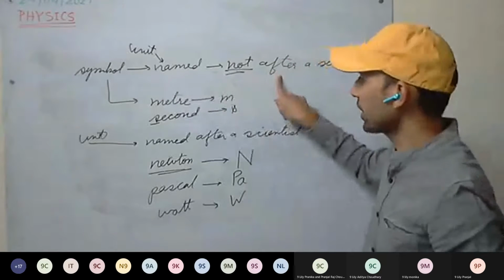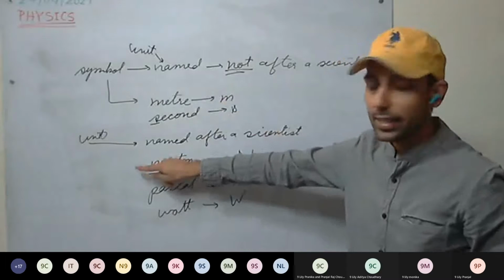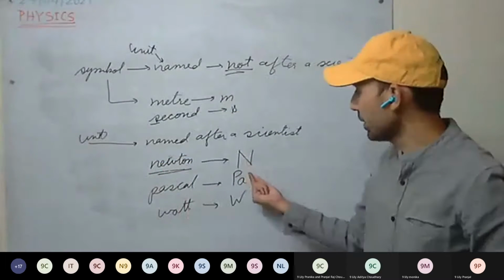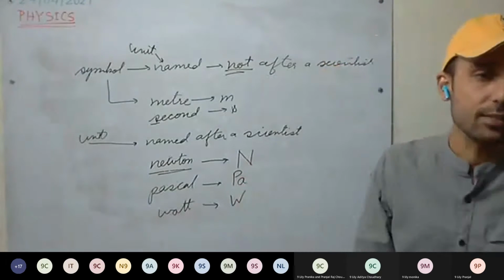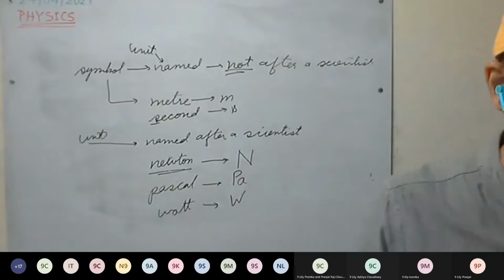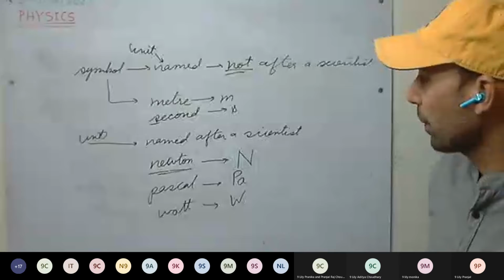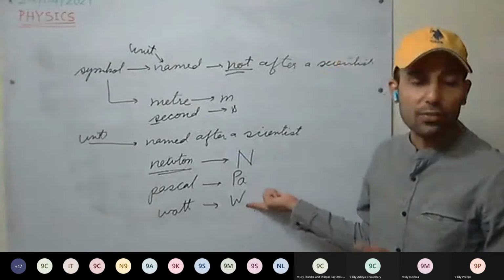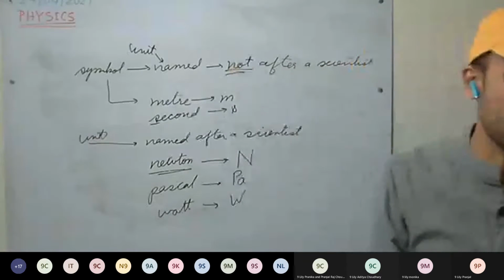If it is not named after a scientist, we'll write small letters always. If it is named after a scientist, the name will be written in small letters, but the symbol N, P, A, W, the initial will be written as a capital letter. So the full name, small letters always. We only have to remember that whenever we are using the symbols, if they are named after a scientist, it will be capital, or else it will always be small letters.